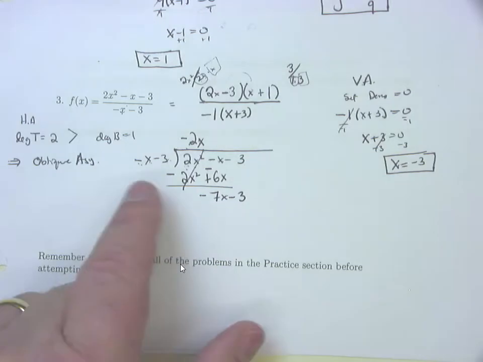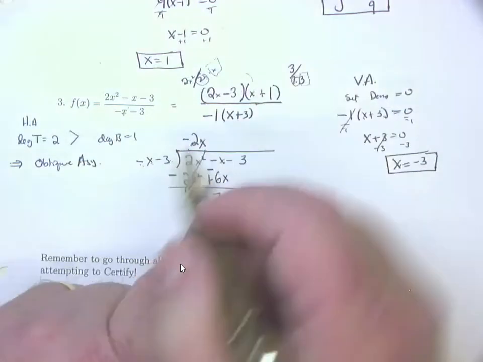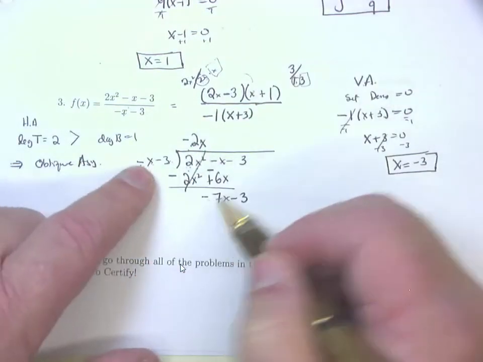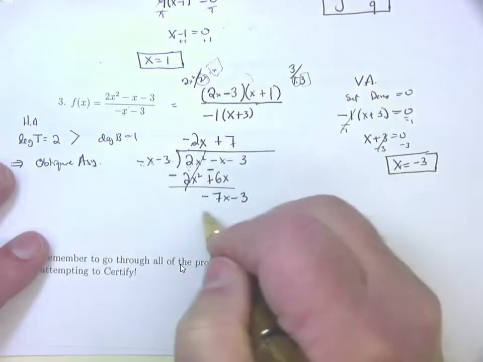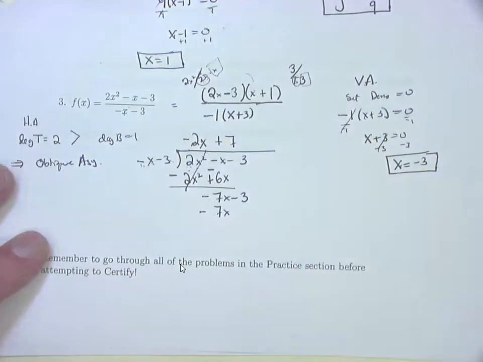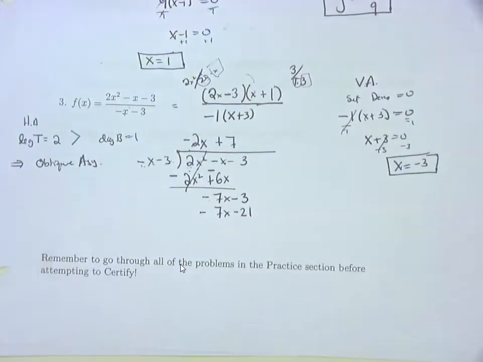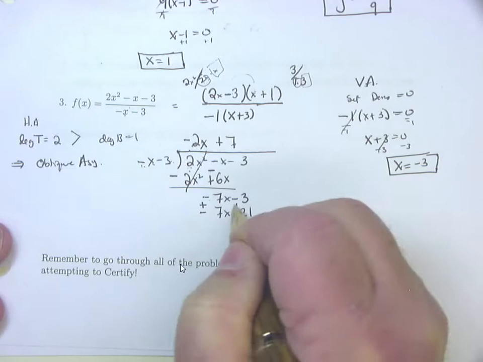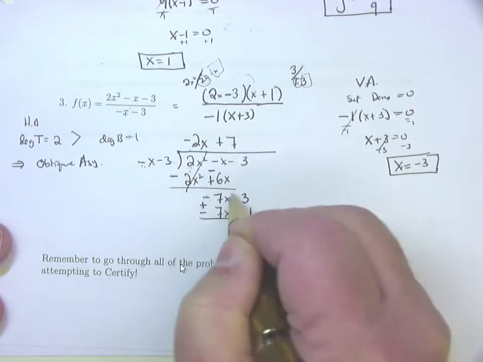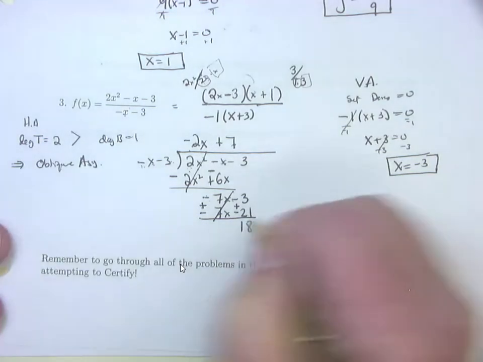What times negative x is going to be equal to a negative 7x? Not negative. Negative times negative is positive. I already got the negative there. I just need the 7. So I'm going to put plus 7. Positive 7 times a negative x is going to be a negative 7x. Does that make sense? And 7 times a negative 3 is a minus 21. And now what do we do? Subtract, which would actually change my signs. So that minus 7x becomes a plus 7x, and that minus 21 becomes a plus 21. And minus 7x plus 7x cancels. Minus 3 plus 21 is plus 18.